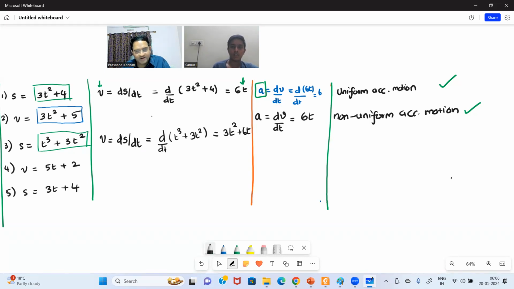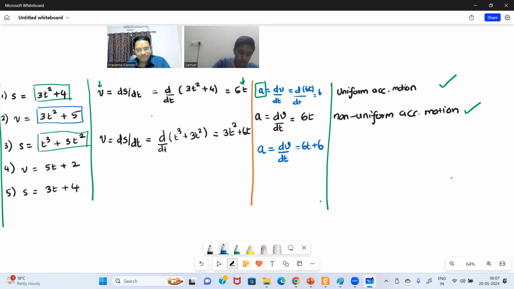At this point, you can't say whether it is uniform accelerated motion or non-uniform accelerated motion. So, for that, what do you need to do? Again, differentiate to get acceleration. So, what do you get? 60 plus 6. Yes.